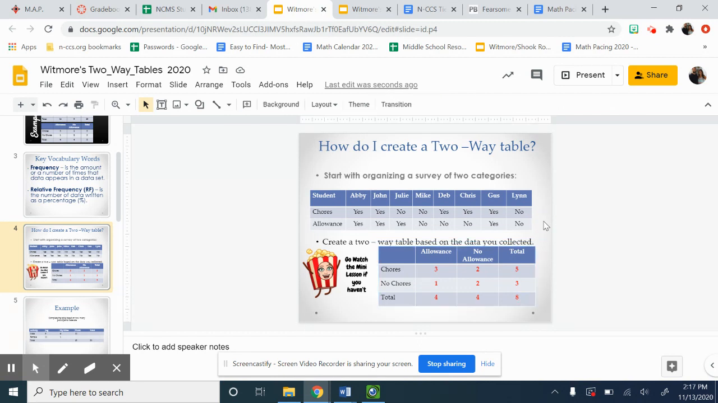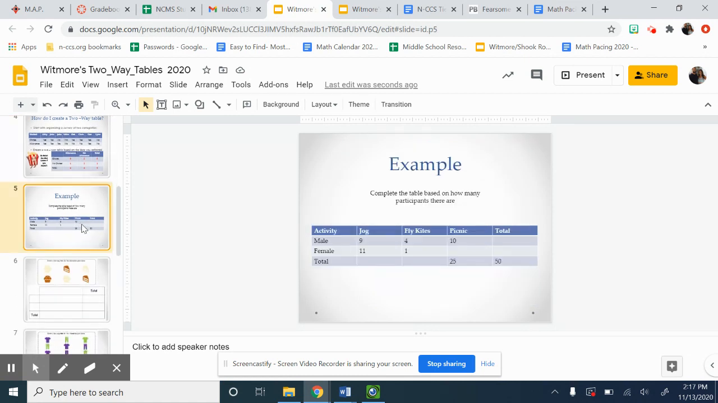So we just completed that first two-way table together. What it's telling me: 3 kids do chores and get an allowance. 1 kid gets an allowance and doesn't do chores. 2 kids do chores and don't get allowance, and 2 kids get no chores or an allowance. So let's go on and figure out the next one.